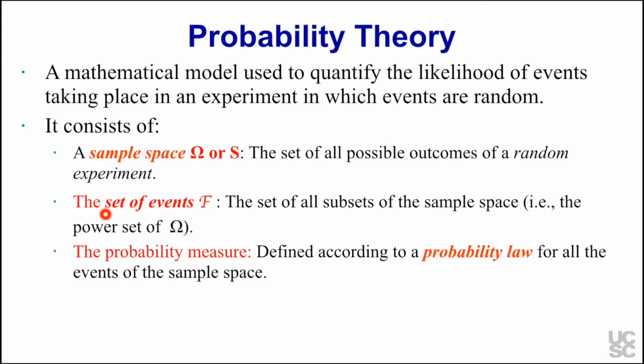It has a set of events that we denote with F, and is the set of all subsets of the sample space. You may recall from discrete mathematics or other courses that we also call this the power set of omega. And we have a probability measure defined according to our probability law, and we have a probability value for each and every one of the events in our sample space.